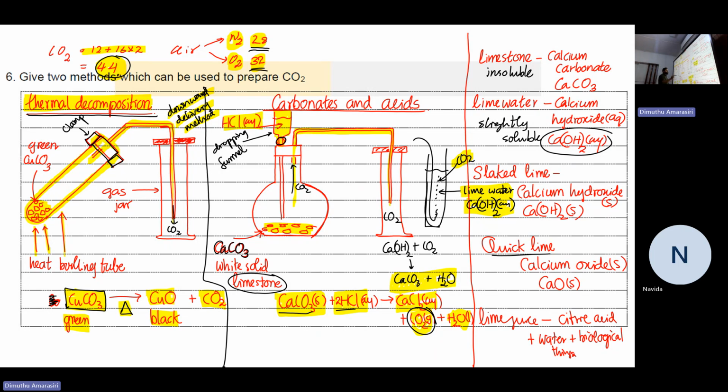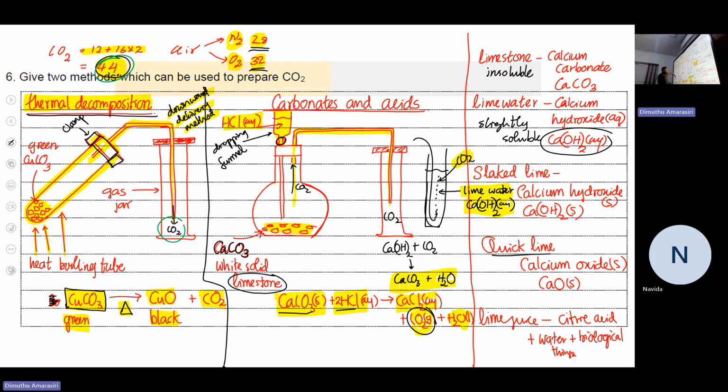We discussed that carbon dioxide is a heavier molecule. It's heavier than air, therefore it will go down. Therefore, we collect it by a downward displacement technique.